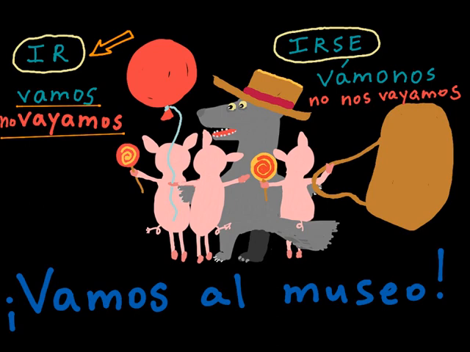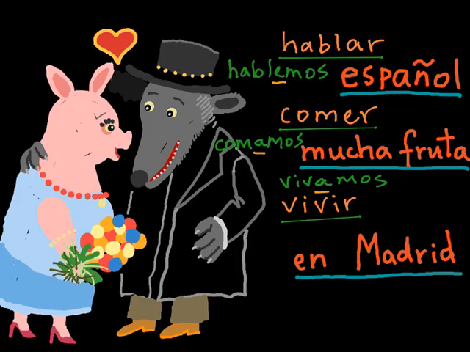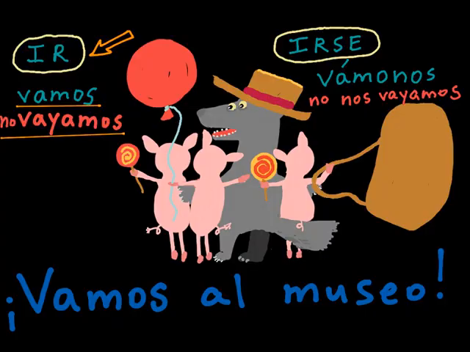So if before, on all previous commands, the commands will not change for negative or affirmative commands, you just need to add no to it. No hablemos español. No comamos mucha fruta. No vivamos en Madrid. It does not affect the conjugation. In this case, they are actually slightly different, and you need to memorize them, okay?